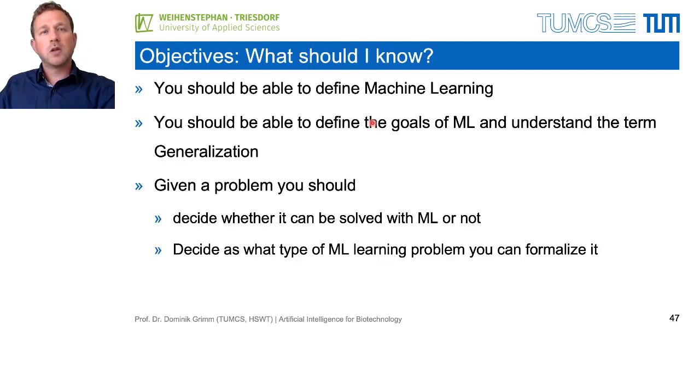So what should you know? You should be able to define machine learning. You should be able to define the goals of machine learning and understand what generalization is. And if you get a problem, you should decide if this problem can be solved with machine learning or not, or is it a typical machine learning problem or not, and decide which problem it is. Is it a supervised problem or an unsupervised problem, for example?